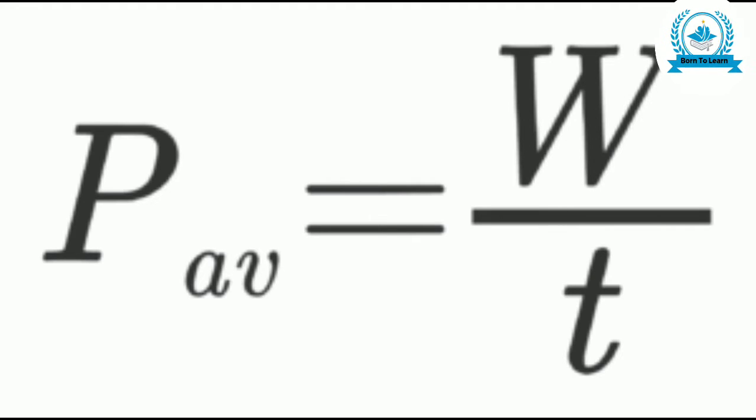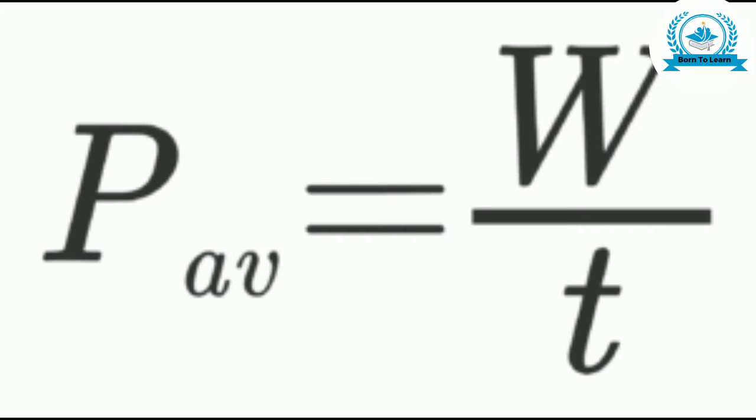First one, power P in terms of I and R. We have just seen that P equals V into I. Now from Ohm's law we have V by I equals R, or V equals I into R. Putting this value of V in equation 1, we get P equals I into R into I, P equals I square into R.